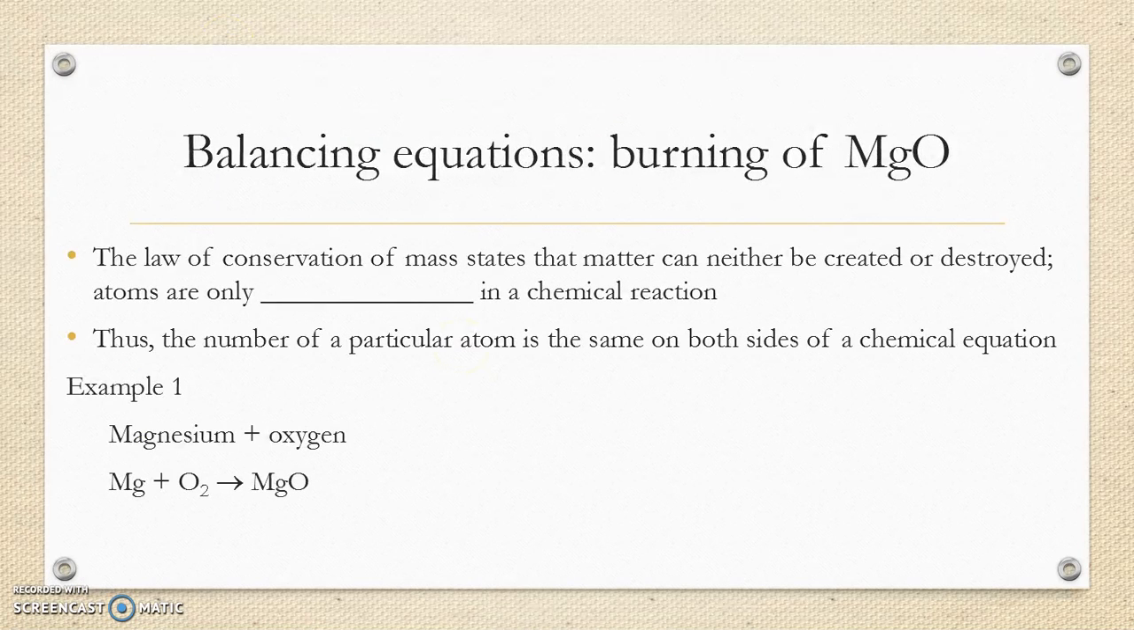Okay, balancing equations. So the law of conservation of mass says that matter cannot be created or destroyed. Atoms are only rearranged in a chemical equation. Okay, so they just change form. So the number of particular atoms on one side has to be the same as the atoms on the other side. So for example, here we have magnesium and we burn it in the presence of oxygen.